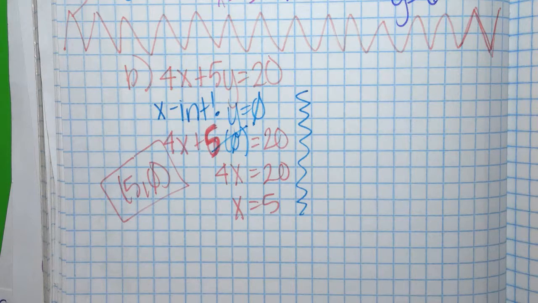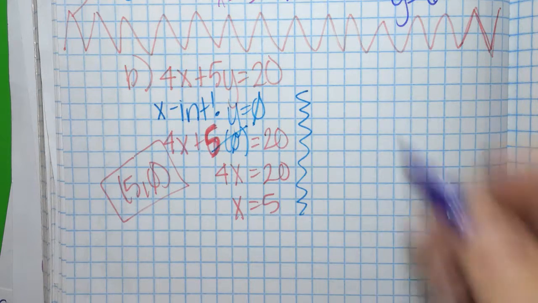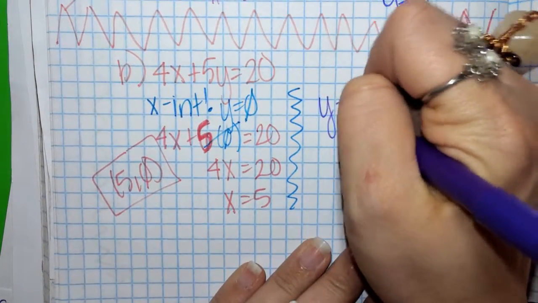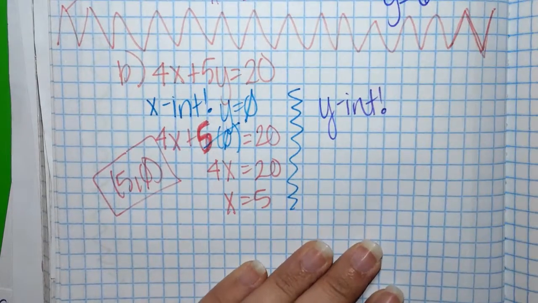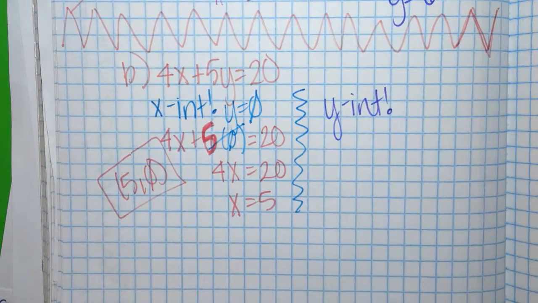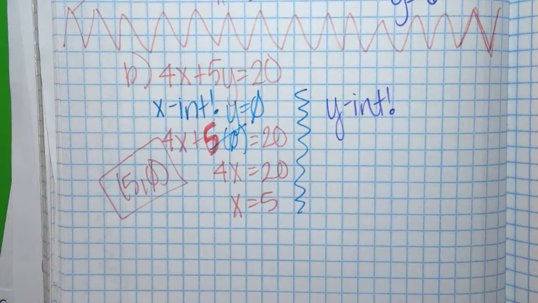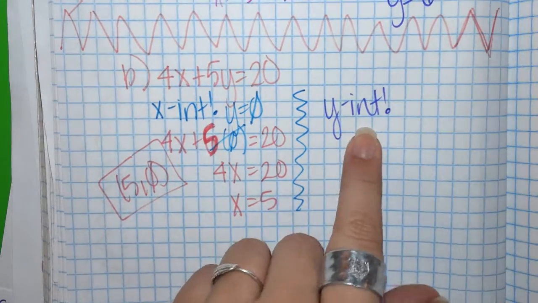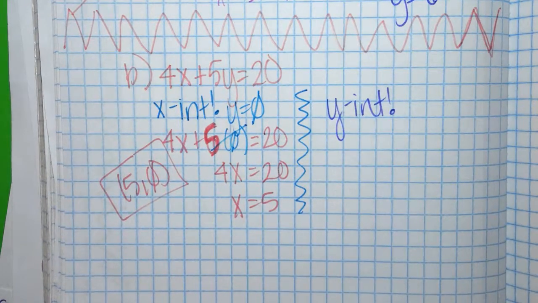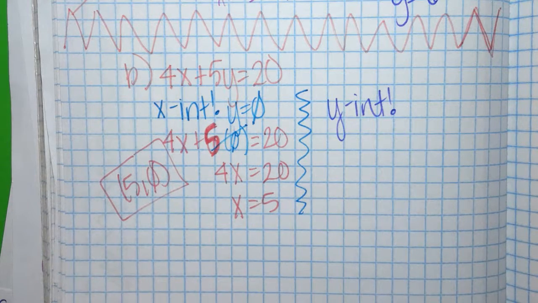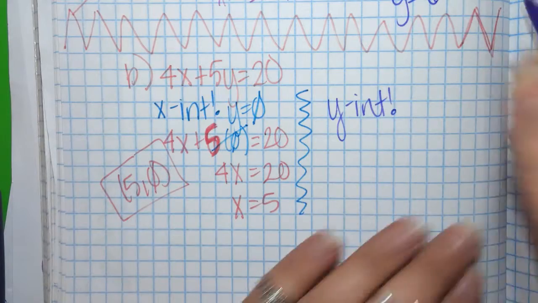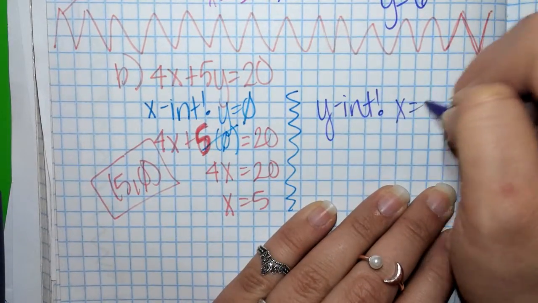Alright, are we ready for the y-intercept? Yes, ma'am. Alright, Bronson, can you tell me what we plug in on our y-intercept? Tell me what we plug in on our y-intercept. No, I want you to tell me what we plug in on our y-intercept. 0 for what? X.